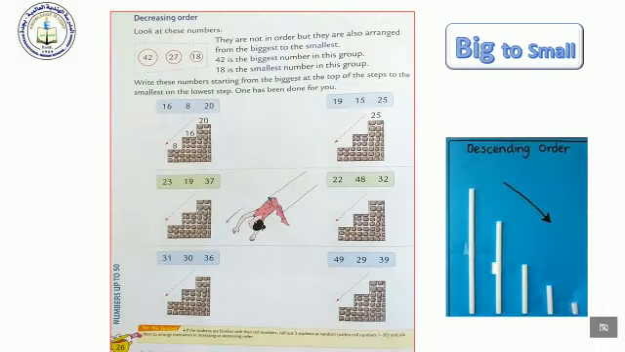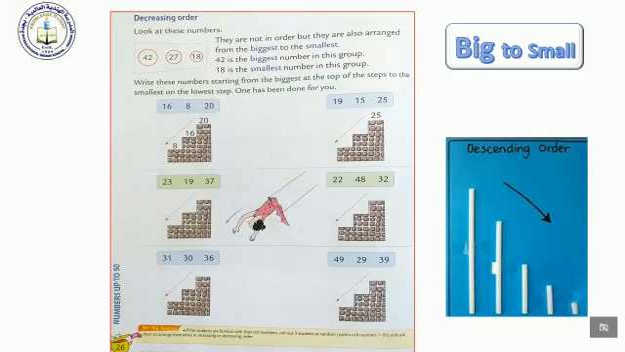Now children, you have to arrange the numbers in decreasing order on page 26. As we have seen, in decreasing order we write the numbers from big to small. Now let's see the first example. Here we have the numbers 16, 8 and 20. 8 is the smallest number and 20 is the biggest number. Now we have to write the biggest number 20 and then 16 and the smallest number 8. So the numbers 20, 16, 8 are arranged in decreasing order.